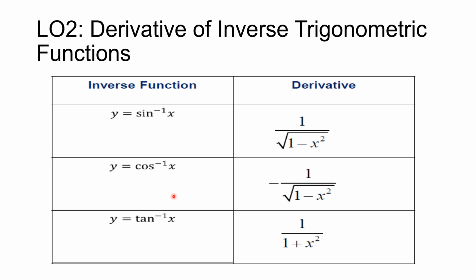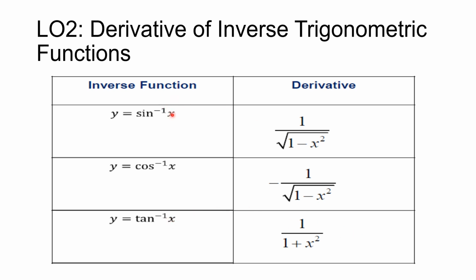Next, when you have cosine inverse x, this will be the derivative. The difference between the sine and cosine inverse functions' derivatives is just the negative 1. So please pay attention to the difference. Next, if you have y equals inverse tangent, the derivative would be 1 over 1 plus x squared, multiplied by the derivative of x, which is 1.